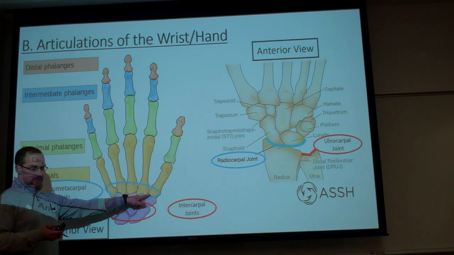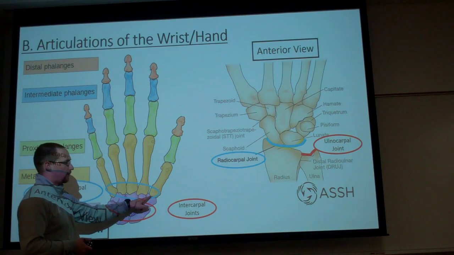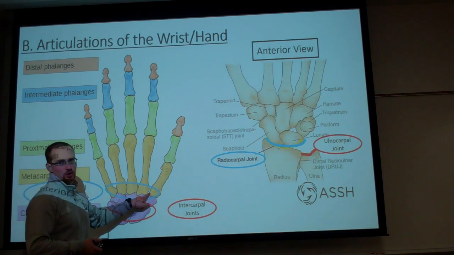Now this one here is a little bit special. So this is the saddle joint. This is the saddle joint. Again, that's where the base of the thumb meets your carpal bones. So that's considered a saddle joint.